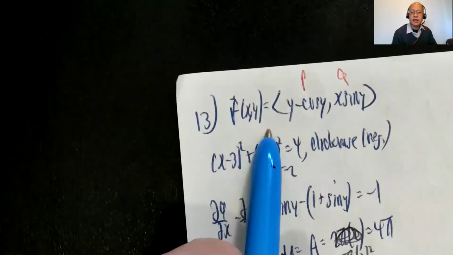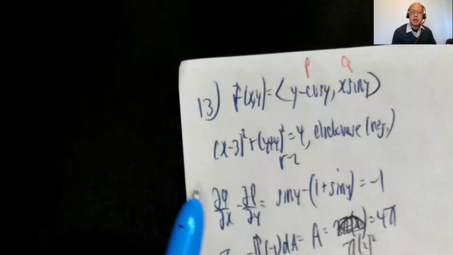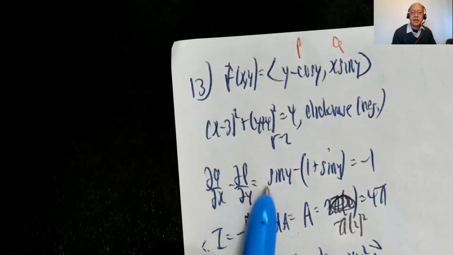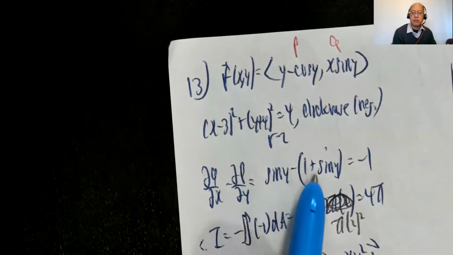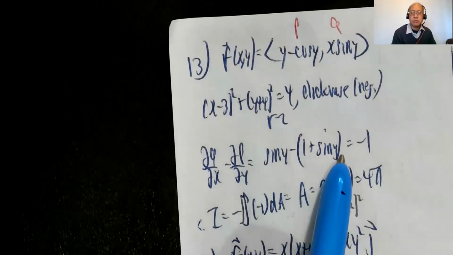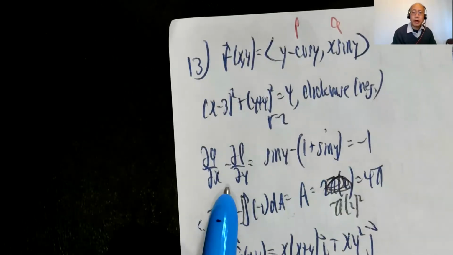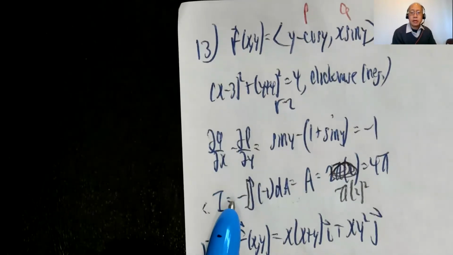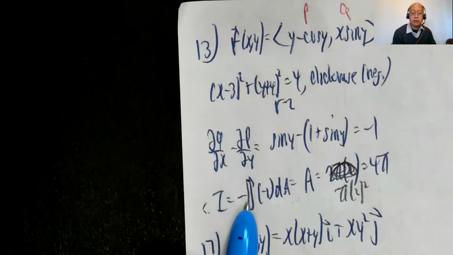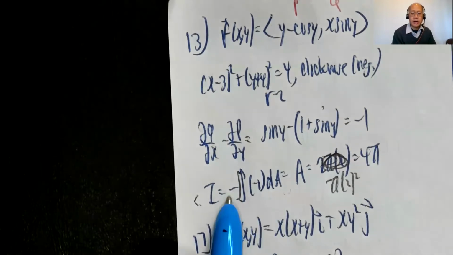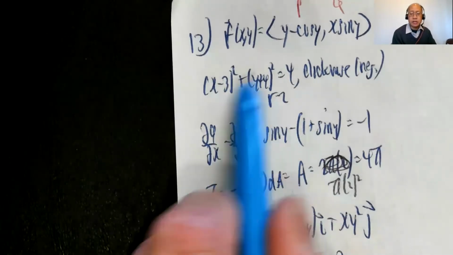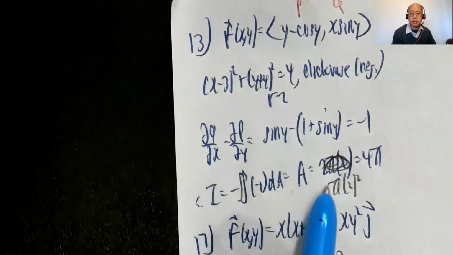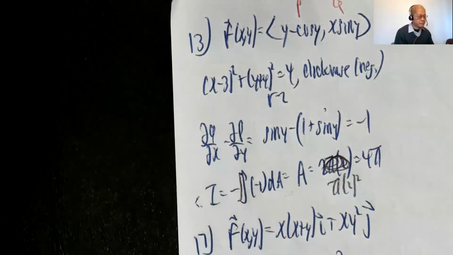All right, so F of x, y is this. Okay, the partial of q with respect to x is sine of y, minus the partial of p with respect to y, which is 1 plus sine y. So if I subtract, I get negative 1. So negative orientation means I put a negative. It's the opposite of the integral of negative 1 dA, where the negative of negative 1 is 1. So I just want the area. So what's the area of this thing? Well, the radius is 2, so pi r squared gives 4 pi.